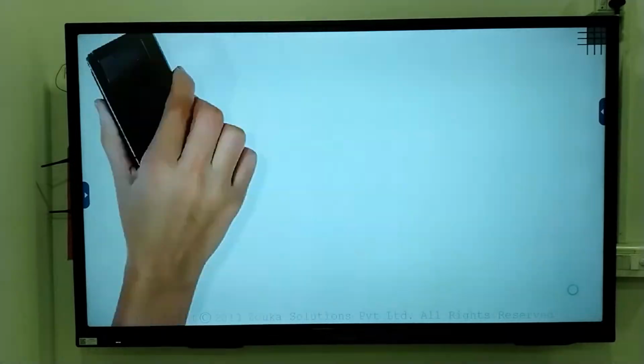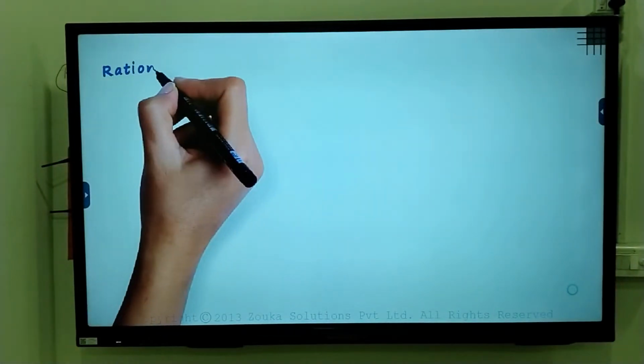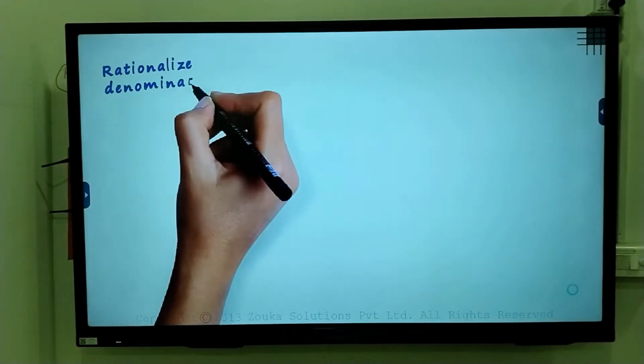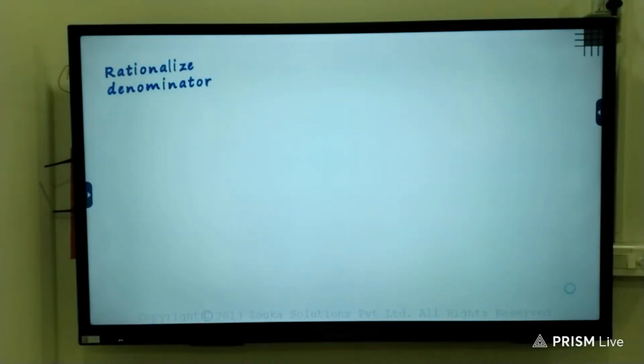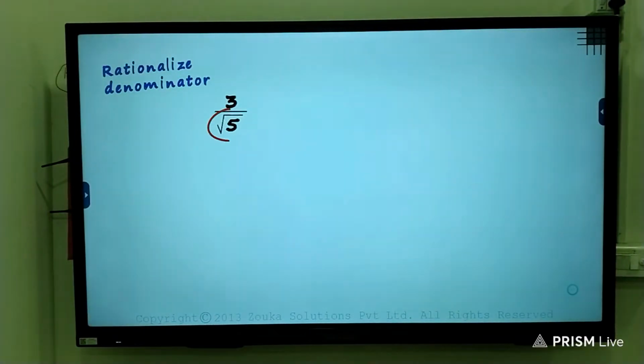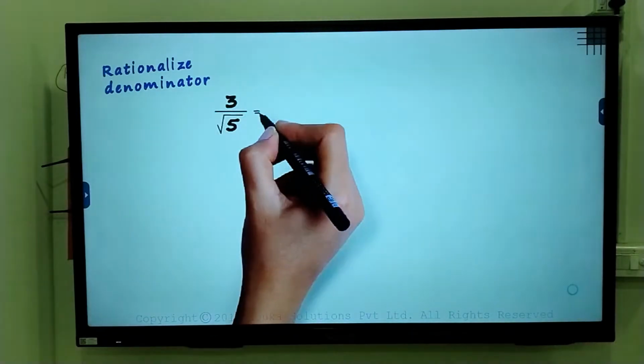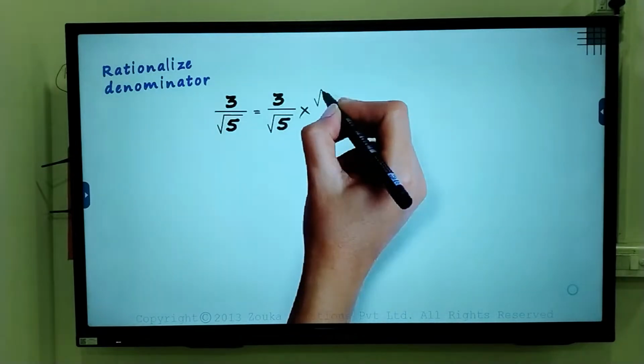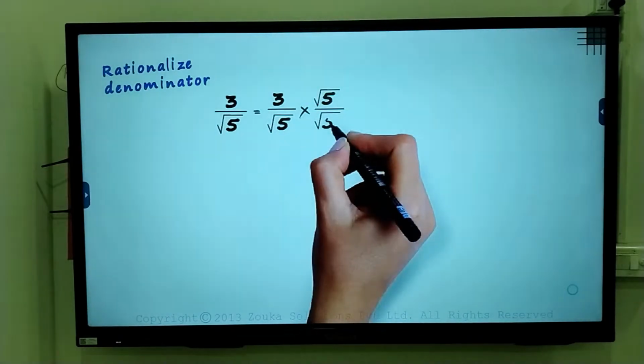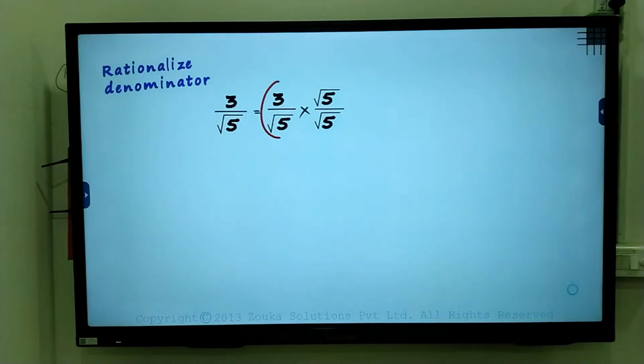Let's look at a couple of examples in which we need to rationalize the denominator. Here's the first example, 3 by root 5. The denominator root 5 is irrational, and to get this in the standard form, we need to make the denominator rational. We can write this as 3 by root 5 multiplied by root 5 divided by root 5. We are effectively multiplying this by 1.